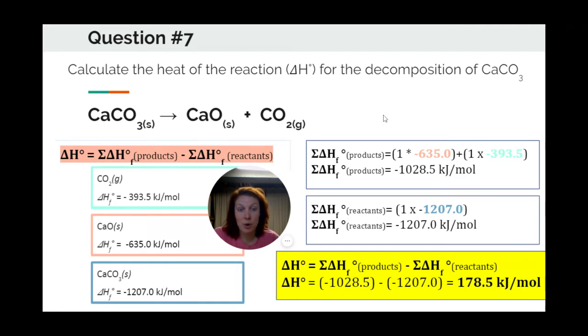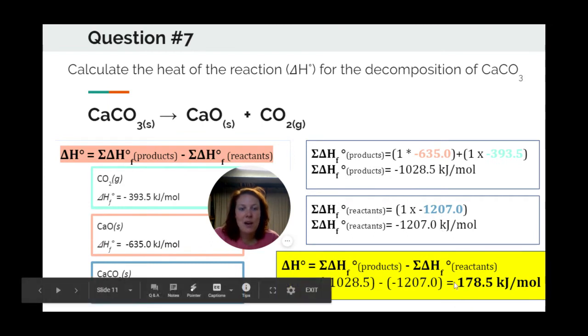178.5 kilojoules per mole. And this delta H also tells me the direction of heat flow. If you end up with a positive number, that means we are gaining energy. Therefore, this is an endothermic reaction, or heat is entering the system. So this reaction happens to be endothermic.